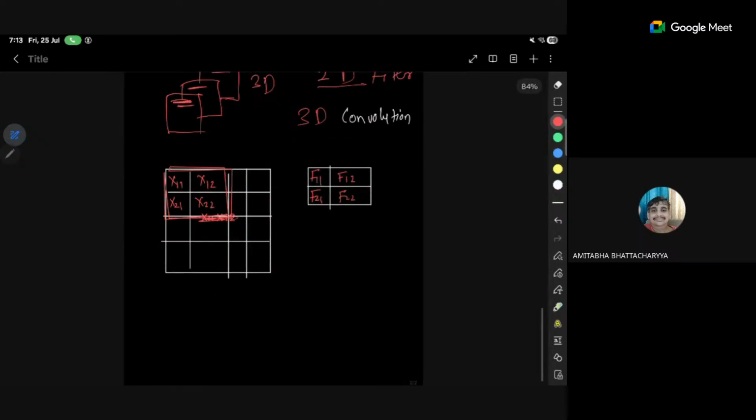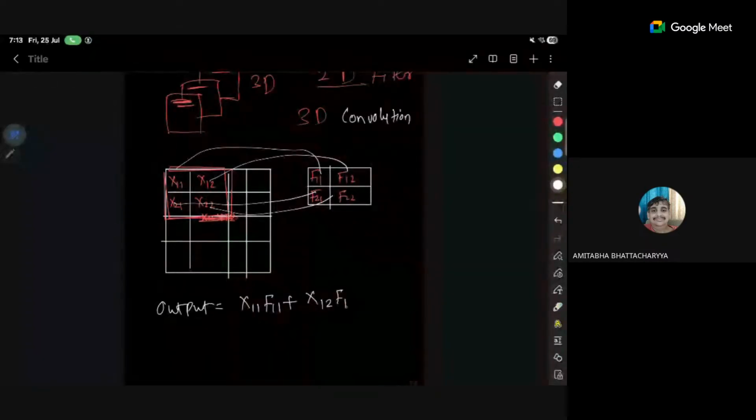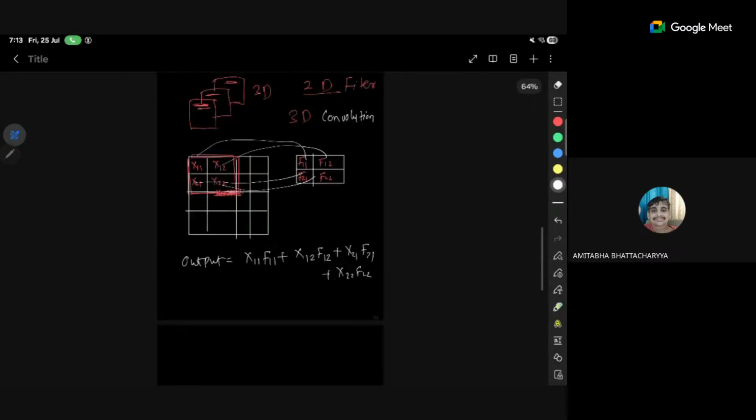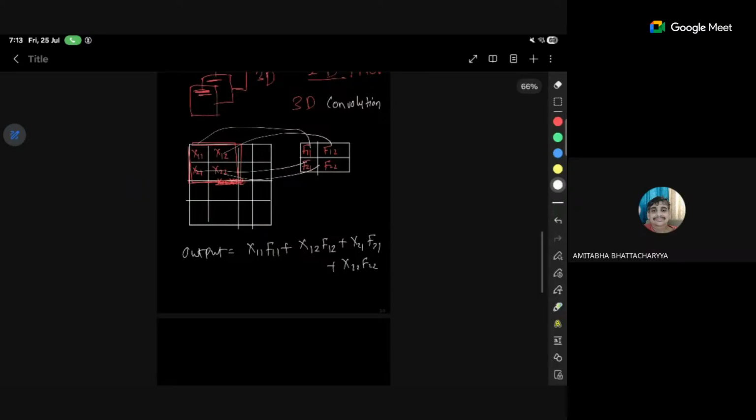So what we'll do is produce an output which will be x11 multiplied by f11. So this value gets multiplied here. Similarly, this will get multiplied here, this third one and this fourth one. Then the summation of that, up to x22 f22. Right, so this is one convolution. Now we have to do that for all the pixels in the image.